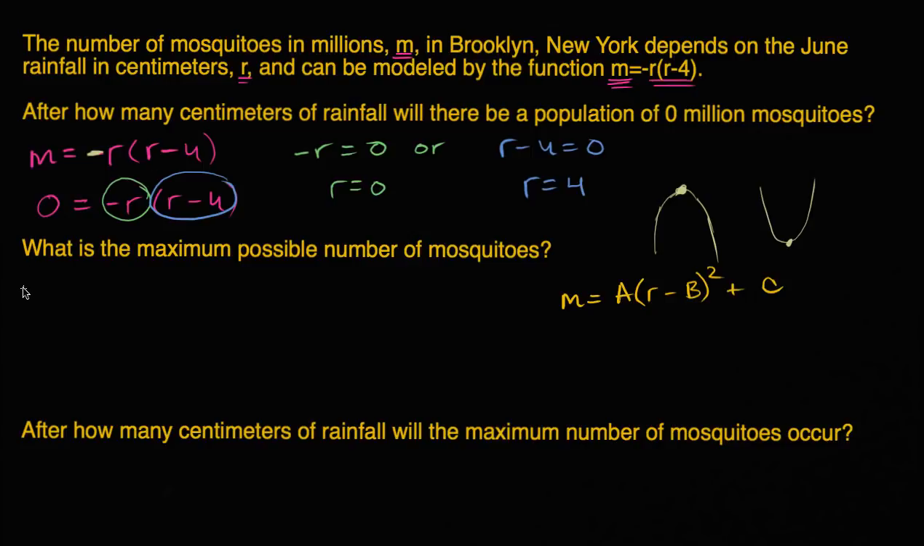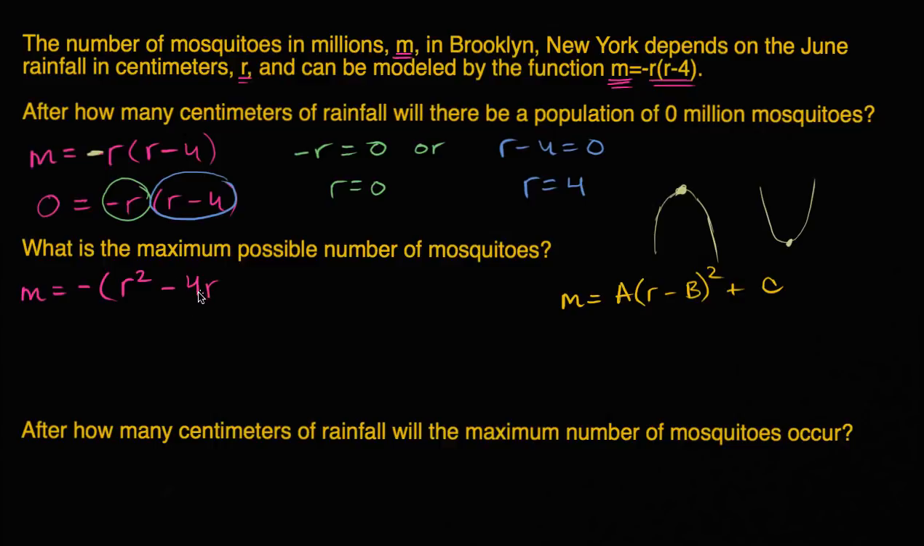So if you have M is equal to, I'm going to keep the negative out front, but I'm going to distribute the R. R times R is R squared. R times negative 4 is minus 4R. And I want to complete the square. And once again, I encourage you to watch those videos if what I'm about to do seems like voodoo.